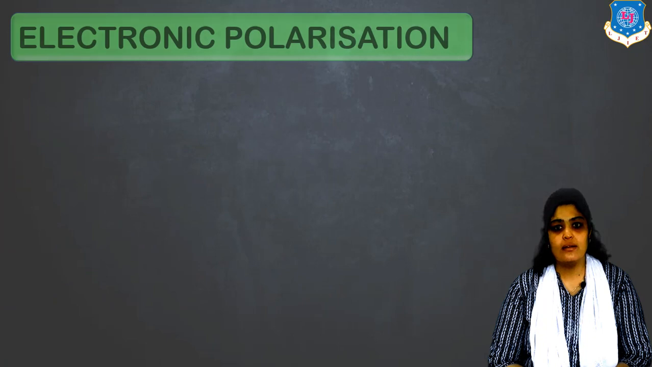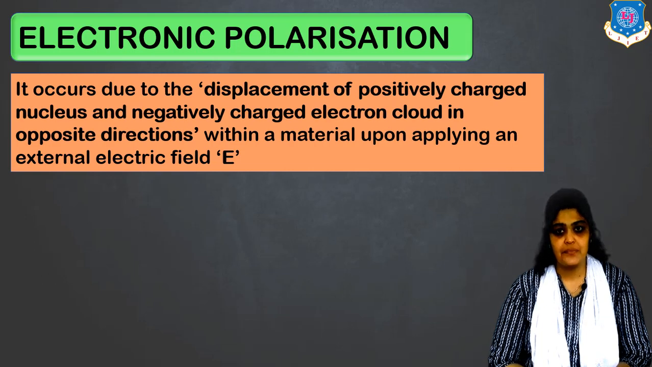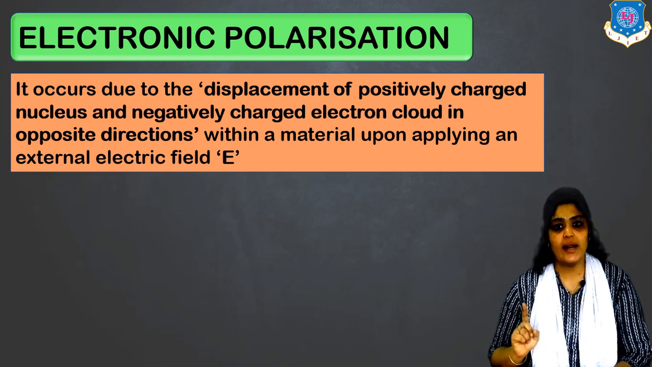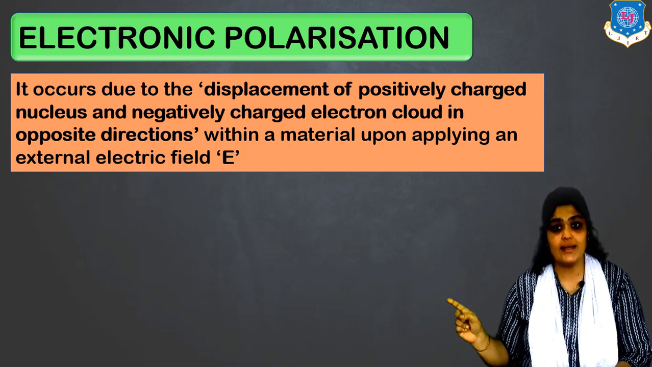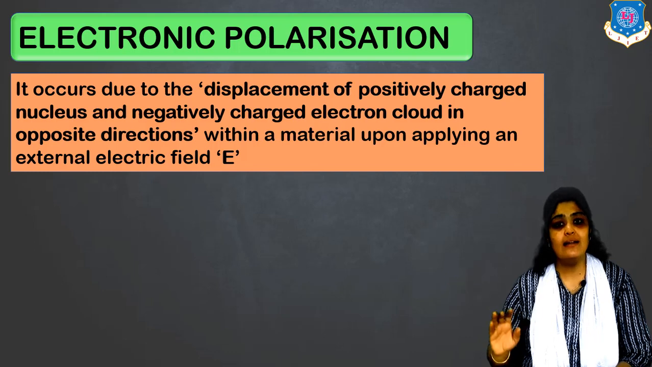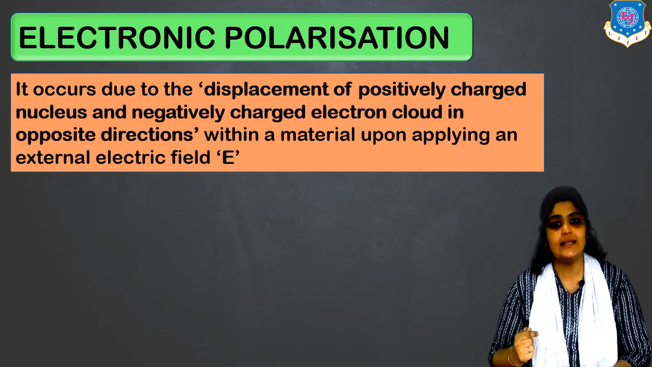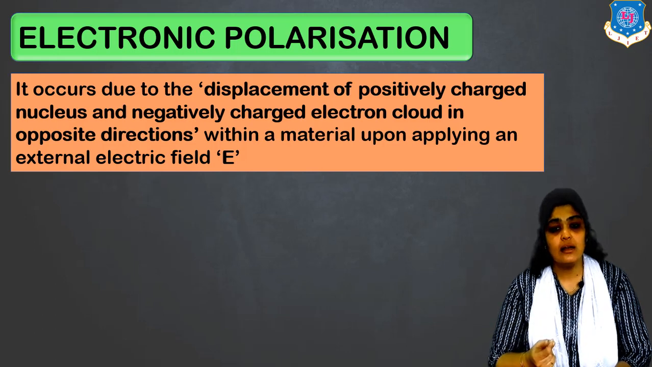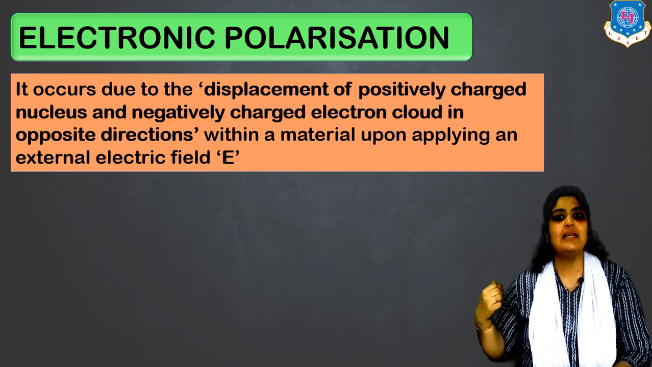Let's begin with electronic polarization first. That is the first mechanism of polarization we are going to discuss. Now this is a polarization which occurs due to the displacement of positively charged nucleus and negatively charged electron cloud in opposite direction within a material when the electric field is applied to it. So it's very easy to understand this statement.